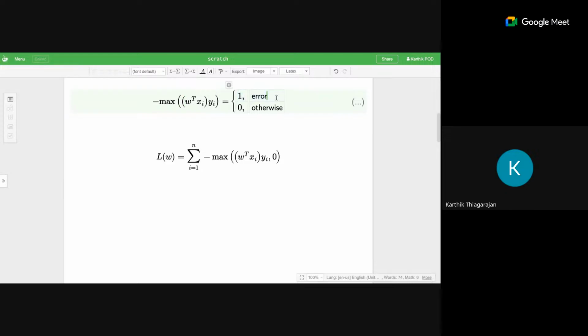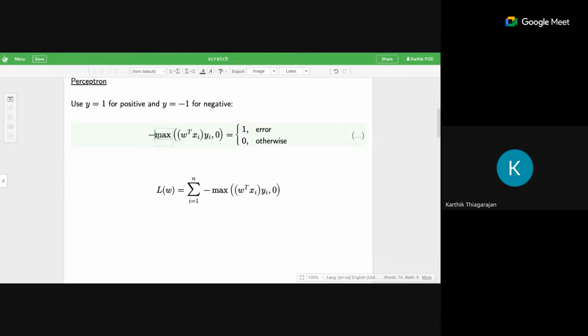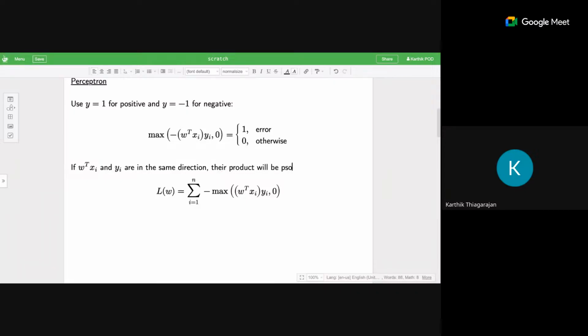Okay, so if there is an error, what will happen? This is this comma 0, right? So if W transpose xi and yi are in the same direction, their product will be positive, right? Which means this quantity will be negative.